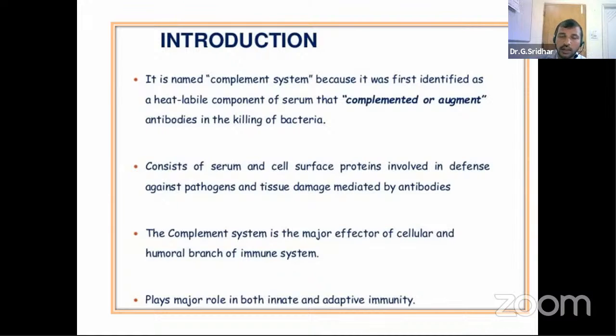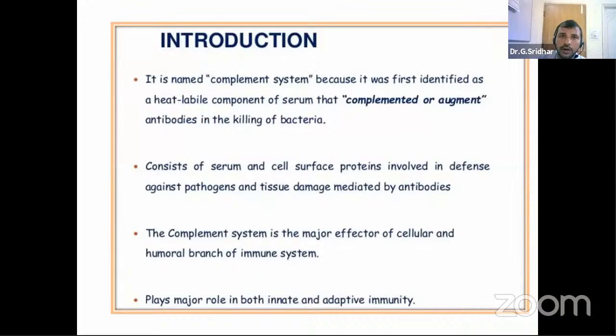The antibodies attach to the antigens, forming immune complexes. These immune complexes are cleared by complement proteins, which send signals to the main immune system through different pathways. That's why the name came as complement. You see the words here, complemented or augmented. Augmented means the antibodies try to kill the bacteria, or clear the antigens.